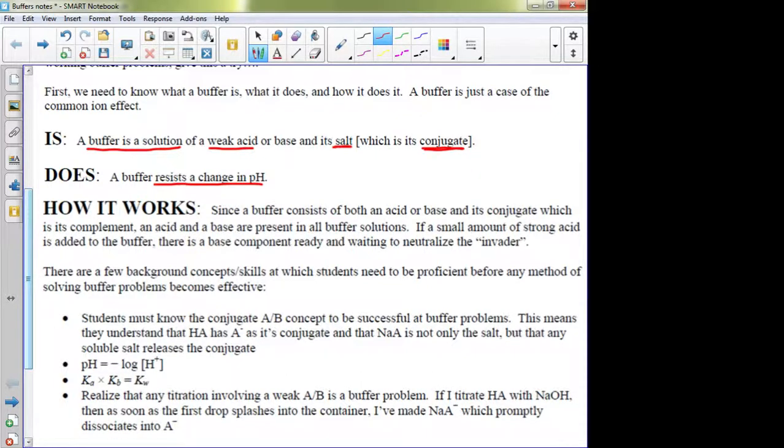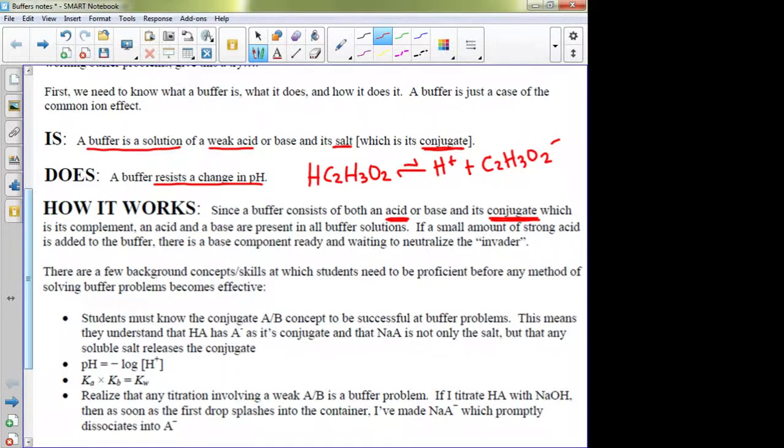A buffer has both an acid, in this case, or a base, and it also has its conjugate. What do I mean by that? If I have HC2H3O2, right? Now, some of this is just going to stay this. Do we all agree? Because this is a weak acid, so is it going to fully dissociate? No, it's not going to fully dissociate. But a little bit of it, not a lot of it, is going to dissociate into H+ plus C2H3O2-, right? Do we agree with this?